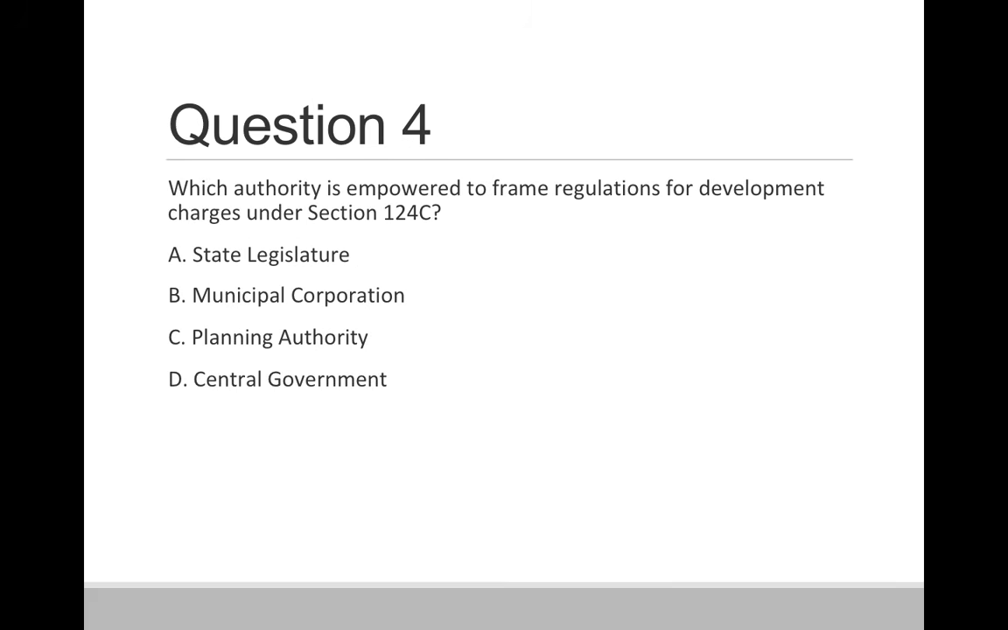Question 4. Which authority is empowered to frame regulations for development charges under section 124C? So option A is state legislature, option B is municipal corporation, option C is planning authority, and option D is central government. So the correct option is option C, that is the planning authority.